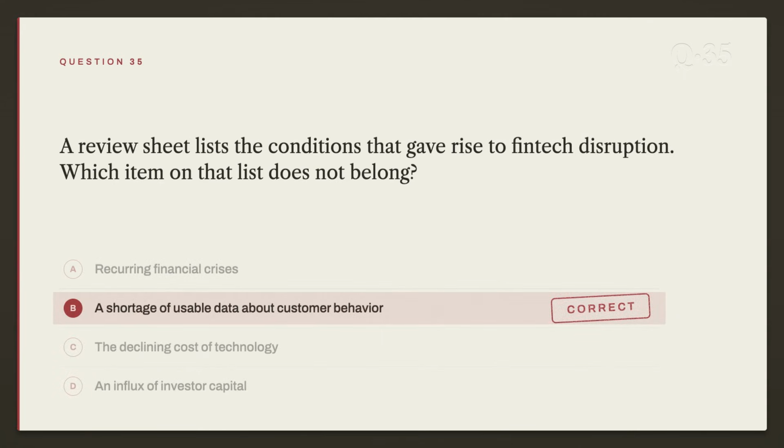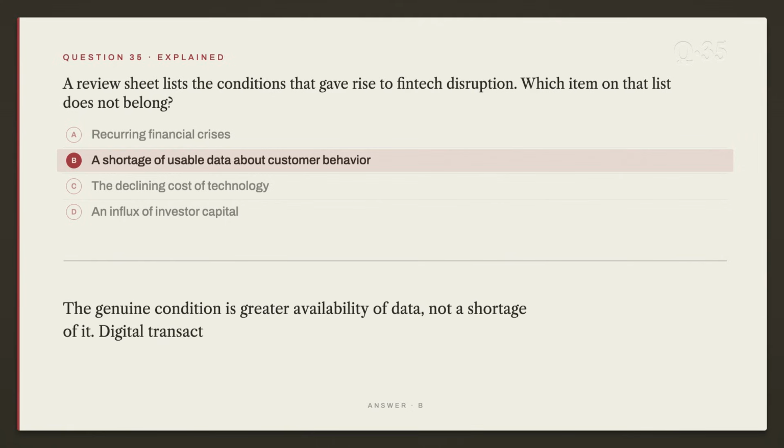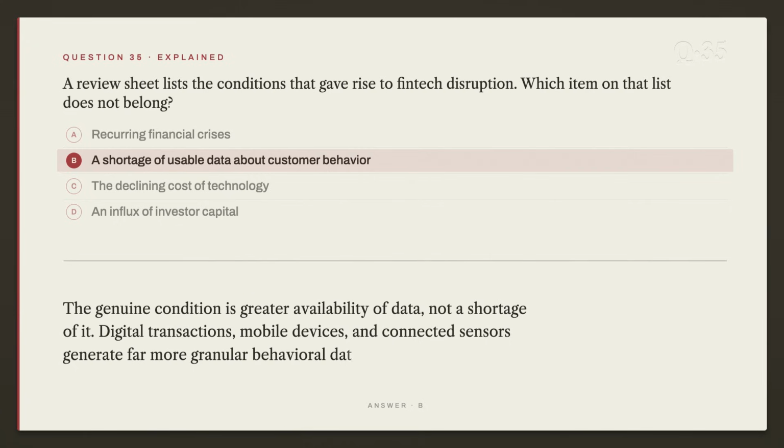The correct answer is B. A shortage of usable data about customer behavior. B is correct because the genuine condition is greater availability of data, not a shortage of it. Digital transactions, mobile devices, and connected sensors generate far more granular behavioral data than any earlier generation of underwriters could access, which is what made sharper decisions possible. Reversing the direction of this condition is a frequent trap.